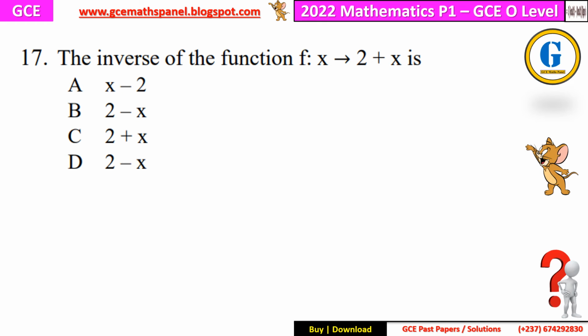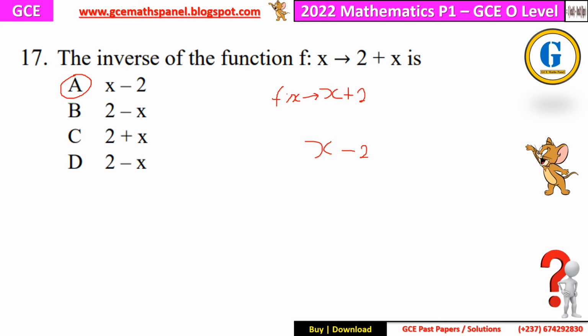17. The inverse of the function f is such that x is mapped onto 2 plus x is. Now, this one like this is just to confuse you. Rewrite it in the way you understand it, so you have it as x plus 2. So f is such that x is mapped onto x plus 2. Now the inverse will just be x minus 2. That's the inverse function. This one, 2 minus x, is a trap. All of these are traps, so it's x minus 2.